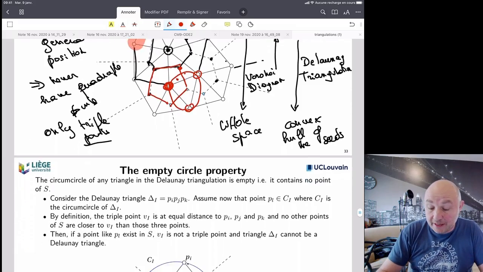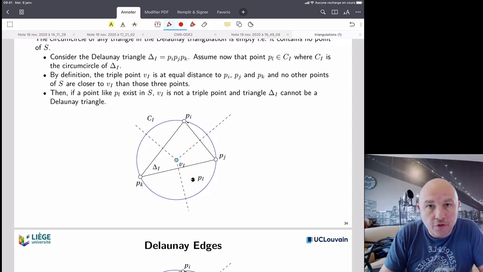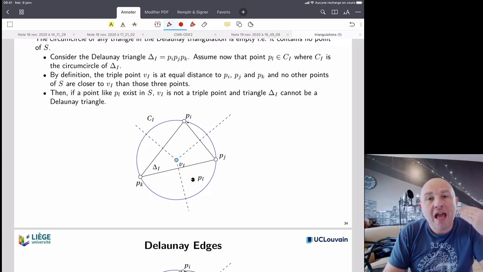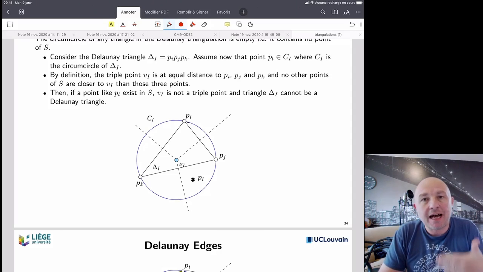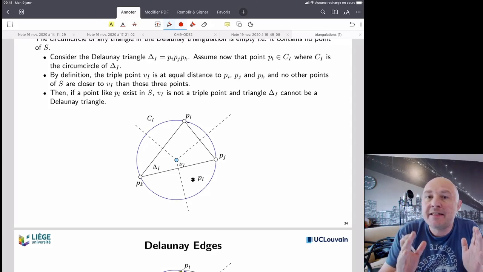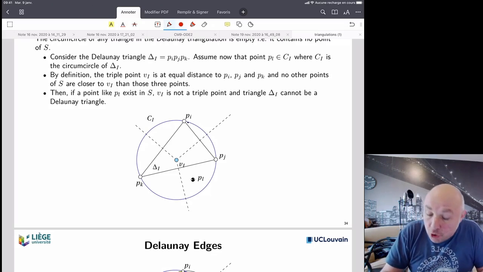So in a Delaunay triangulation, every triangle has its circumdisk empty. This property is fundamental because not only is it extremely interesting theoretically, but it's the basis of every algorithm that aims at producing a Delaunay triangulation. Again, I repeat it, all algorithms that want to compute a Delaunay triangulation use this property.